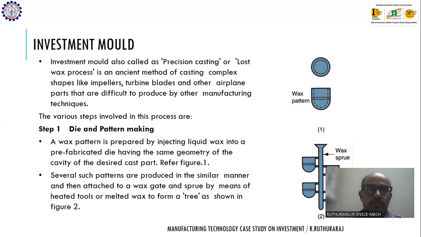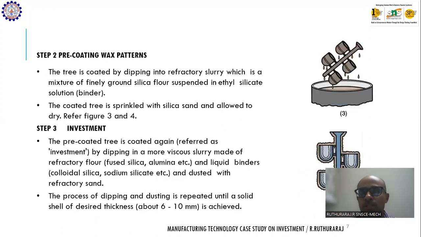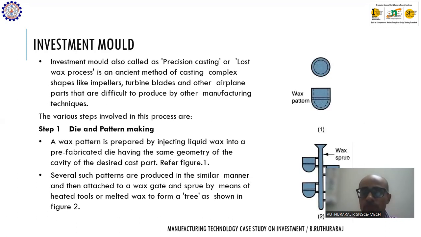As you can see in this image, we have multiple molds in a single stretch. In conventional casting, you will get only one component as the output. But in this investment casting process, you will get multiple components in a single casting. So that's an advantage of this process. And also, here the pattern, the mold cavity, is made up of wax. So we'll discuss what that is.